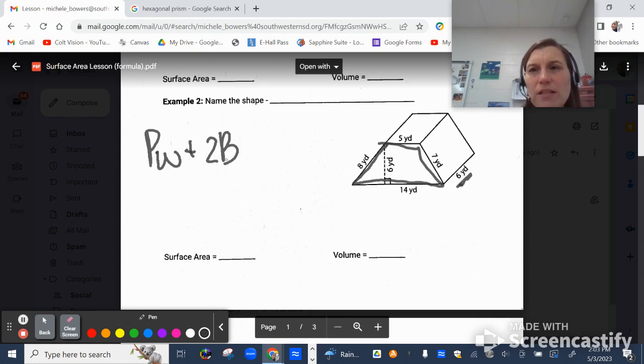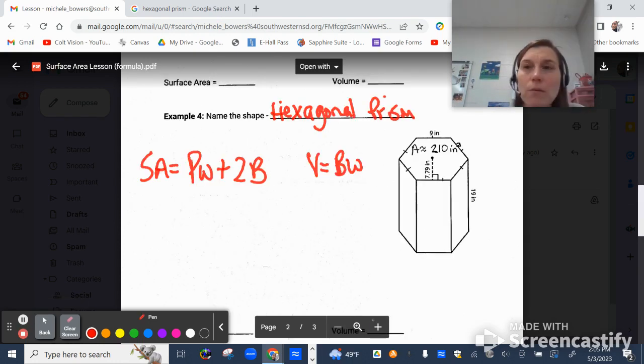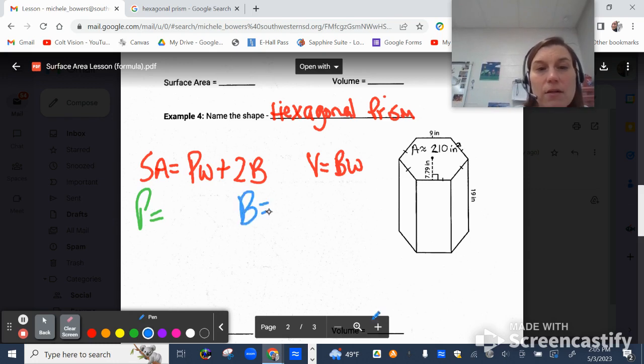But I want to show you one more that's a little bit different. So this is a hexagonal prism, and we don't have a formula in our formula sheet for how to find the area of a hexagon, so you could use that as a composite figure and you could have found the area that way. I chose just to give you the area of the hexagon and we'll work from there. In this case, it's a regular hexagon, so all of the sides of the hexagon are 9 inches. I need the perimeter and the area of the hexagon. They're giving me the area already, that's 210.